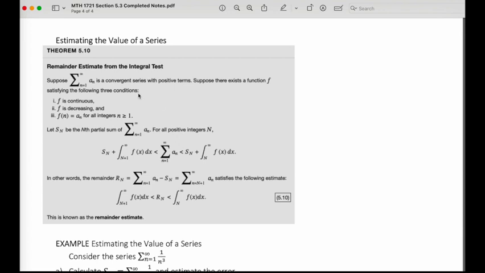And then we talked about using partial sums to estimate the value of a series, and we know that the further we go out in our terms and we add them up for our partial sums, the more accurate the estimation is going to be for the series.